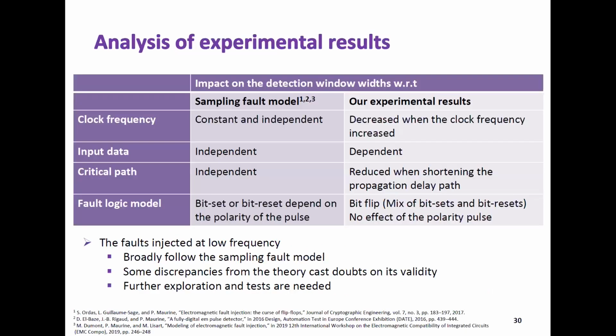If we take a closer look at the details of our experimental results, specifically the width of our detection windows, we see a lot of discrepancies with the sampling fault model defined in the state of the art. The width of our detection windows decreases when the clock frequency increases, which is in contrast with what is mentioned for the characteristic of the sampling fault model. Our experimental results also depend on the input data and are reduced when shortening the propagation delay path. This is in contrast with the characteristic of the sampling fault model.